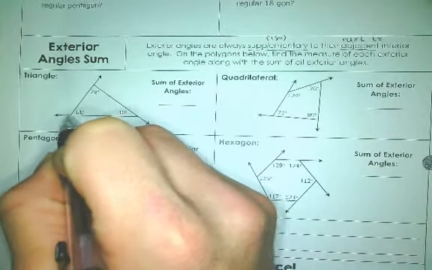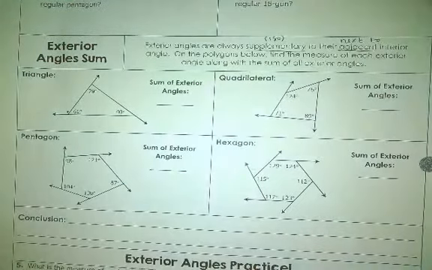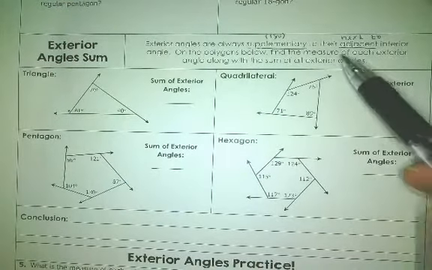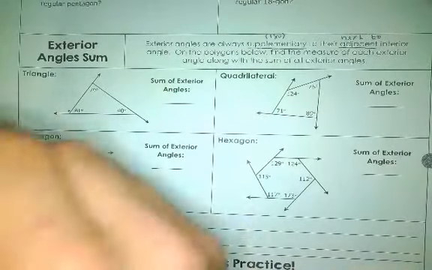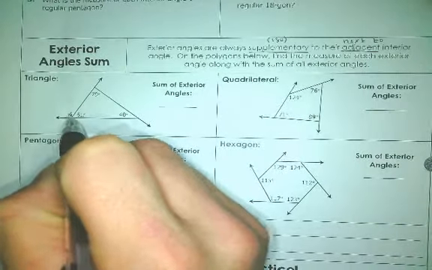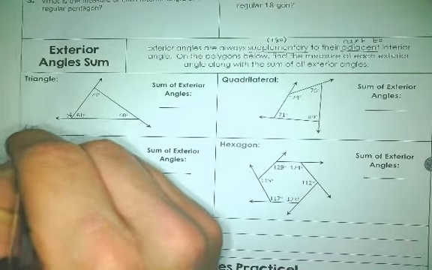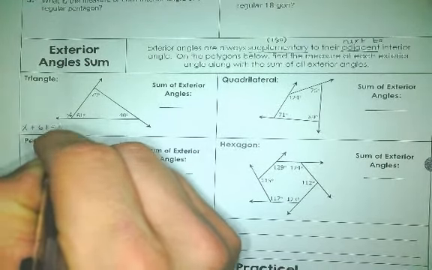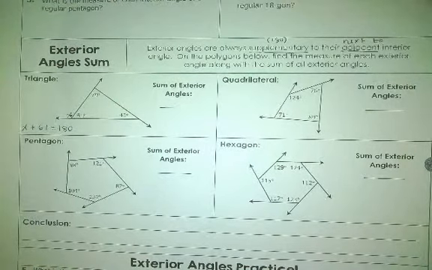61 is adjacent to this black dot. That means that it's supplementary with the black dot. If we called the black dot a letter, we would just call it X. So I'm just going to put X down here. So we have X plus 61 is equal to 180, and you're just solving for X here.